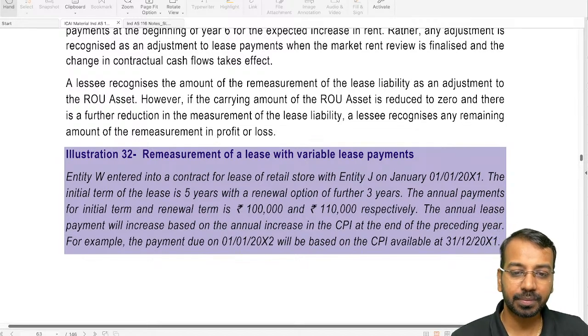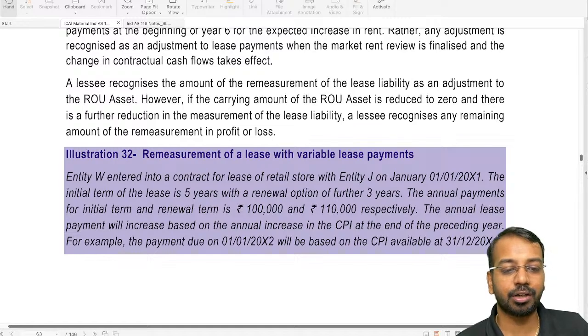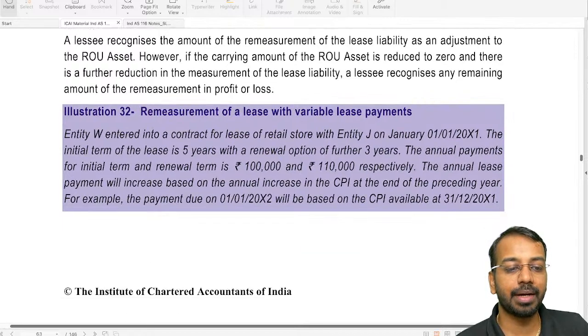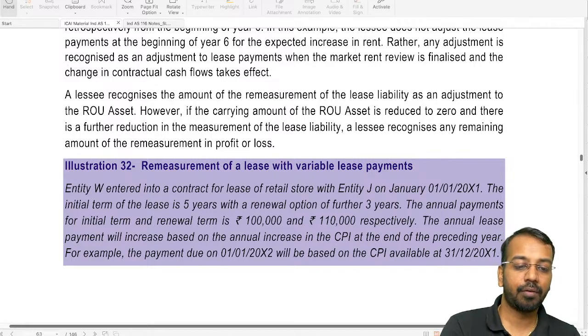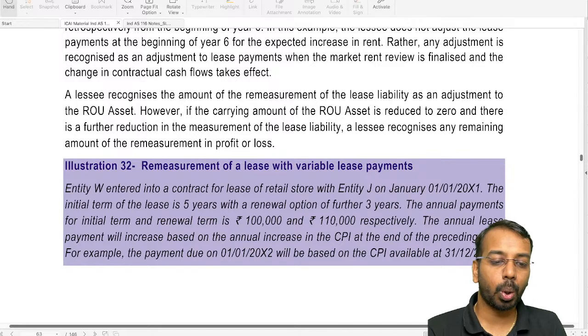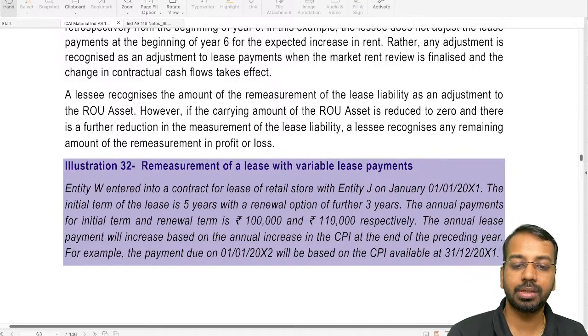Anyways, the annual payment for the initial term and renewal term is 100,000 and 110,000 respectively. The annual lease payment will increase based on the annual increase in the CPI. It is based on the CPI at the end of the preceding year. For example, the payment due on 1st of January year 2 will be based on the CPI available on 31st of December. That is given in the question.